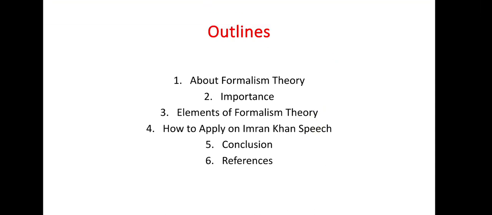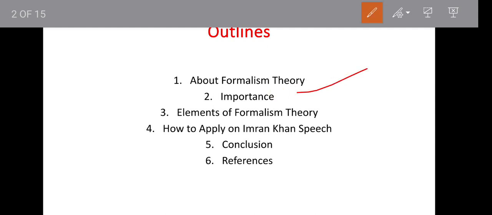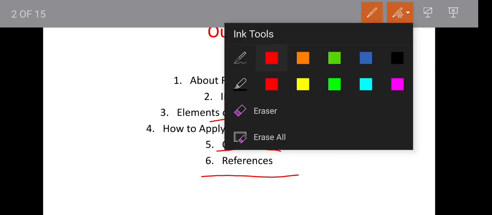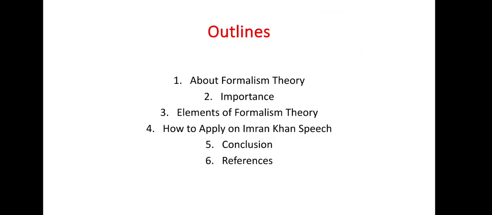Here are the outlines of the lecture. In this lecture, we will cover what is meant by formalism theory, what its importance is, and the elements of formalism theory. Then we will apply this formalism theory on Imran Khan's speech, not on the overall speech because it is up to 12 pages, but as a short example we will apply this theory on the first two paragraphs of his 74th session speech at UNGA, then the conclusion, and finally references. So let's go to the next slide.